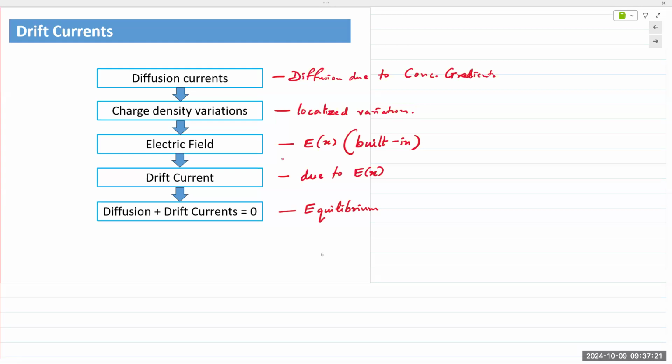So we have p-type material, n-type material, bring it in contact. Diffusion currents arise due to the change in the concentration from the p-type to the n-type. That diffusion current creates localized variations in charge density, which gives rise to an electric field. The electric field acting on the holes and electrons will give rise to drift currents. That drift current is in opposition to the original diffusion current. And then at a certain point, it reaches equilibrium. Total current is zero.